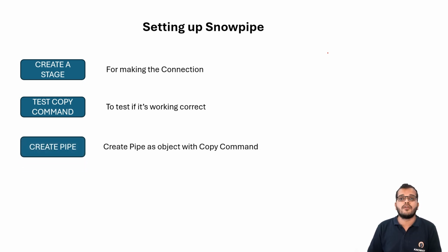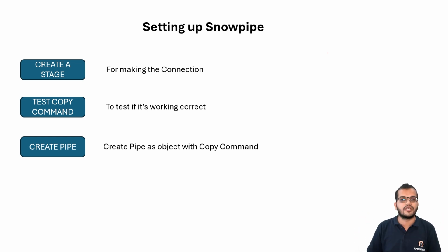After that, we have to create a pipe. We will create a pipe as an object itself, with the help of the copy command. This is one of the important things that we have to know. Creating a stage, creating a file format object, and copying the command is the regular thing that we will do. But creating a pipe is where our pipe comes in between our S3 bucket and our Snowflake database.